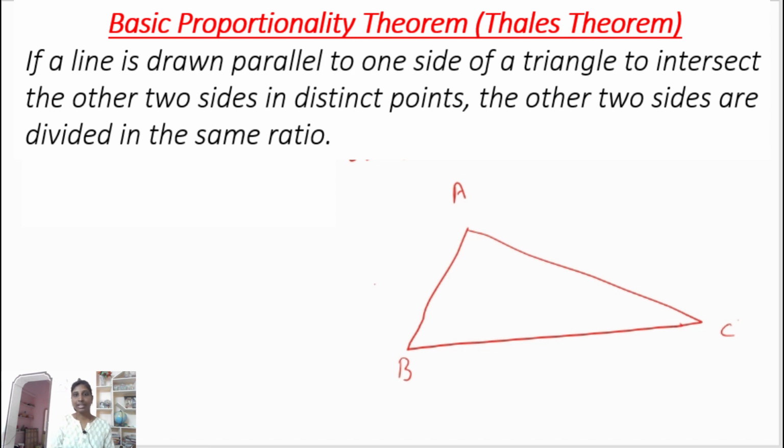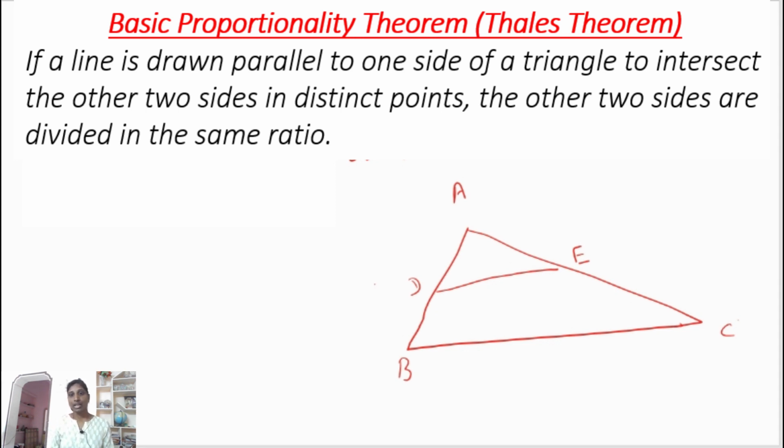Then if I again read, if a line is drawn parallel to one side of a triangle, let us draw a line parallel to BC. Suppose we draw a line parallel to BC. Suppose this line is DE. Suppose we draw a line DE parallel to BC.